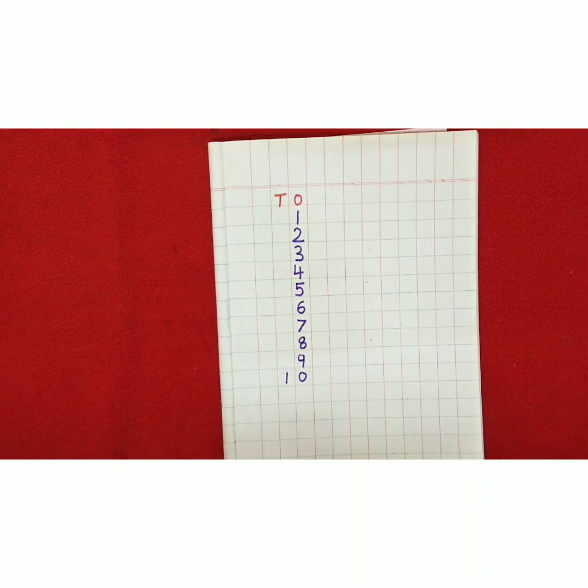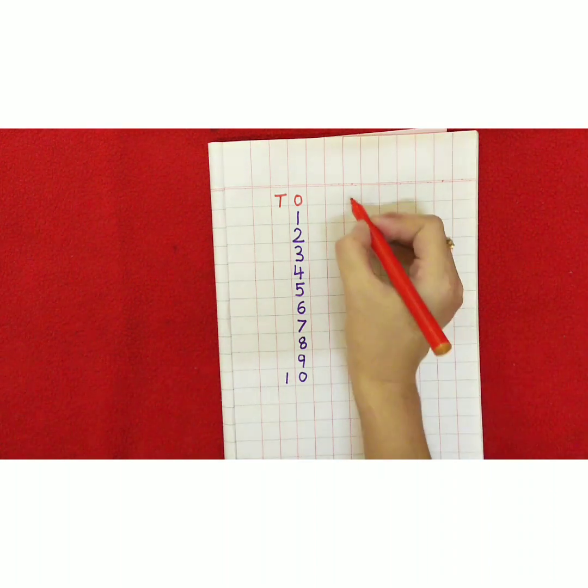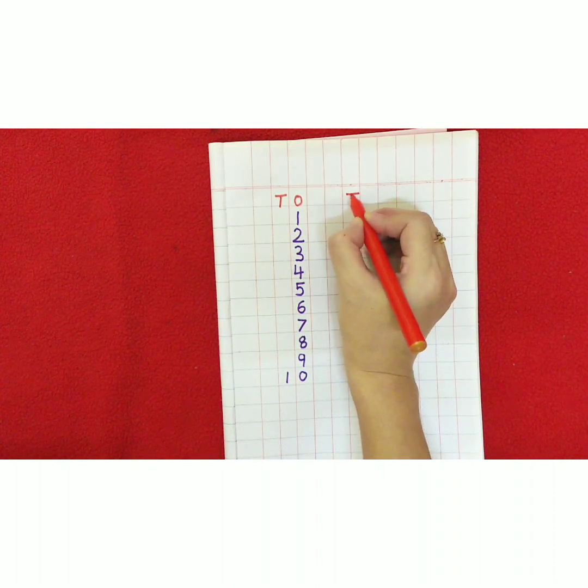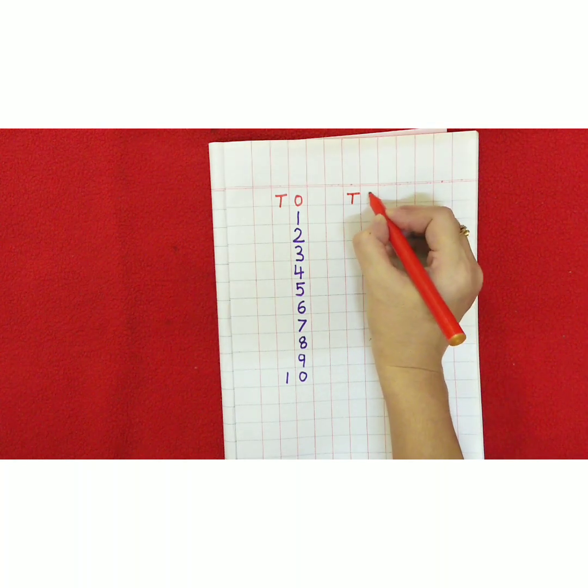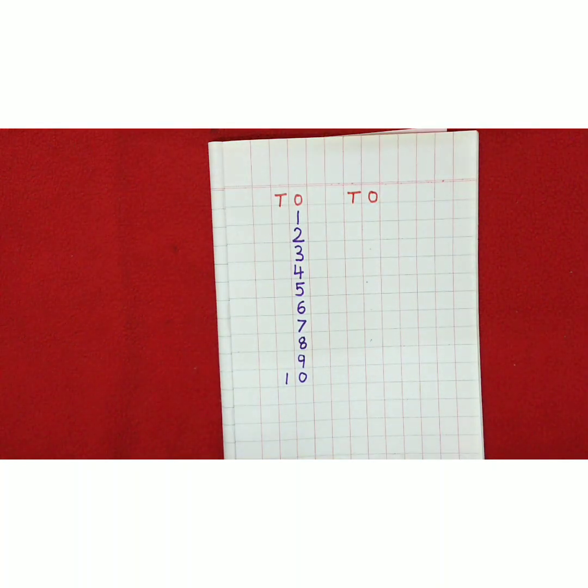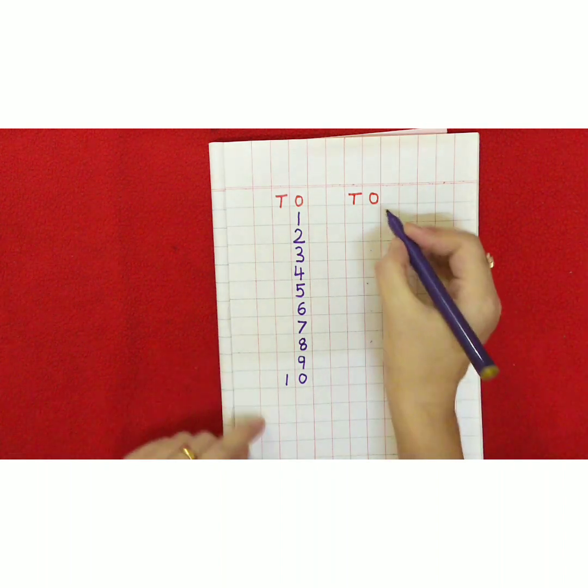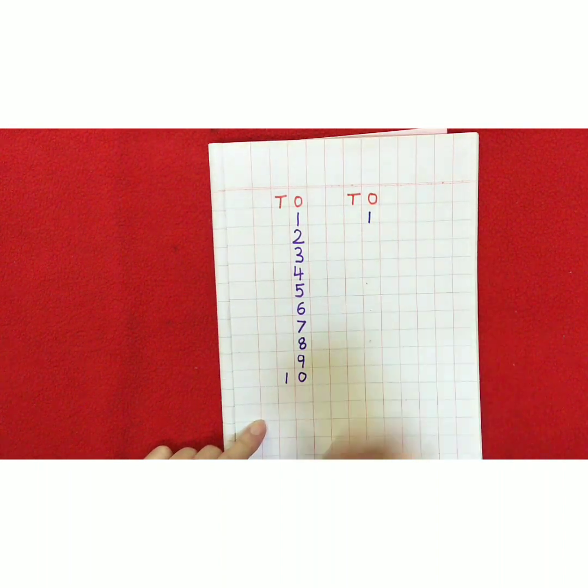Now next, how will you teach your kids to write? So here again, tens and ones. This is how you will teach your kids to write. Standing line, 1.